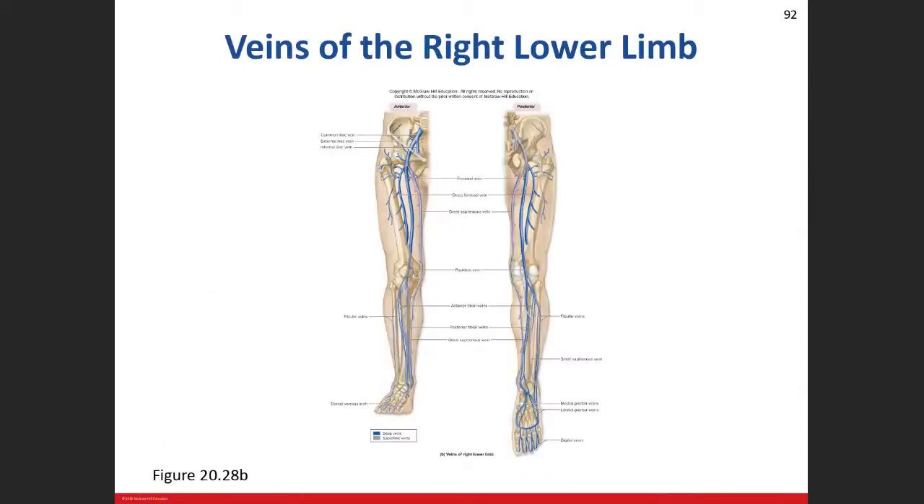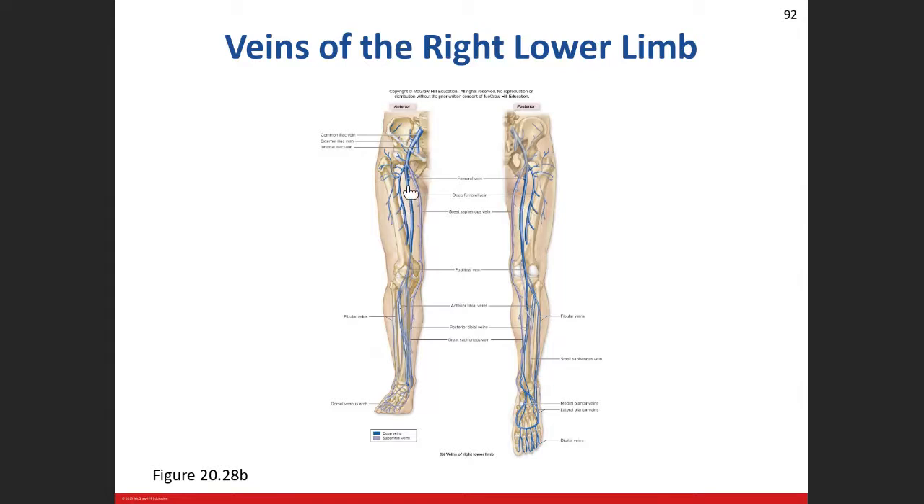So let me show you on this real quick. It can be confusing. So we're going backwards now. Let me just do the veins first. So here's your popliteal vein. We're right behind the knee. So once we get into the thigh, we just rename the popliteal vein the femoral vein.